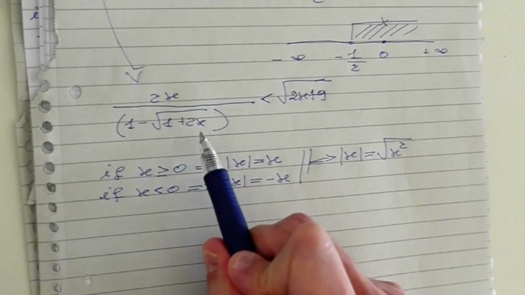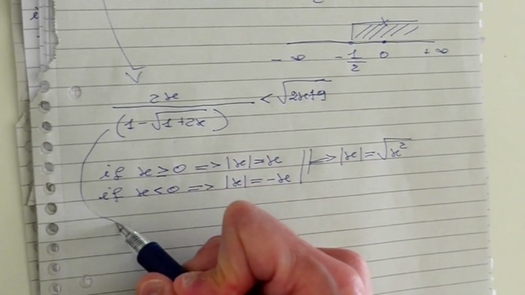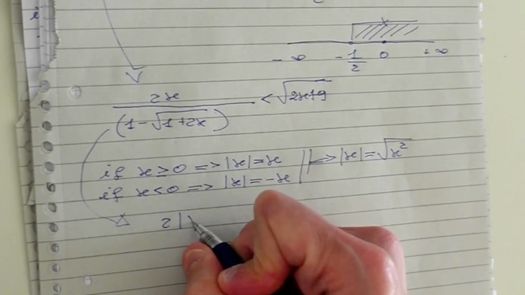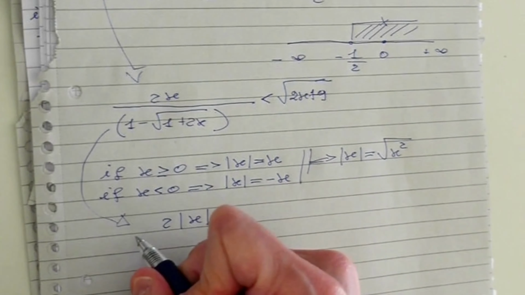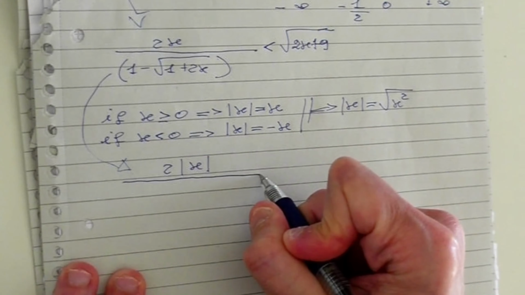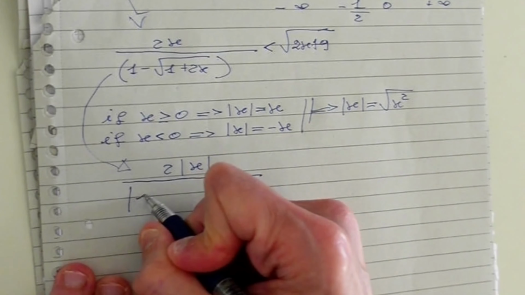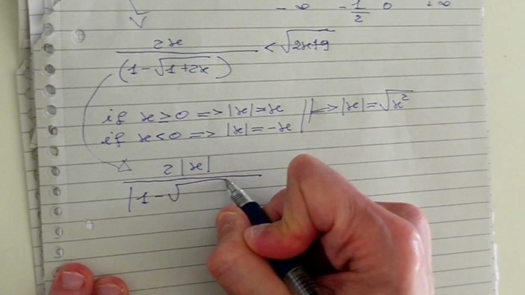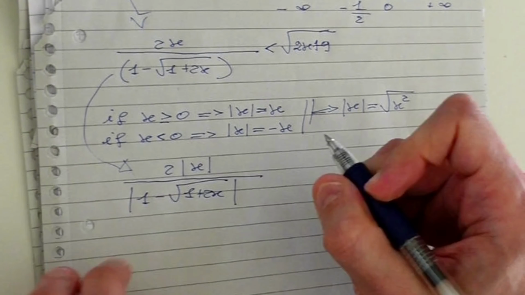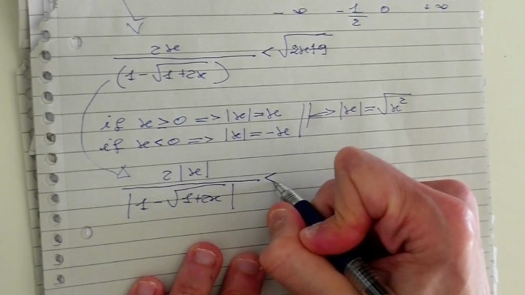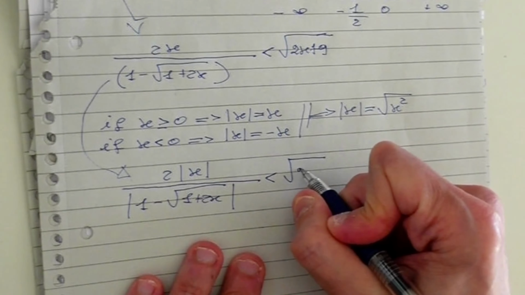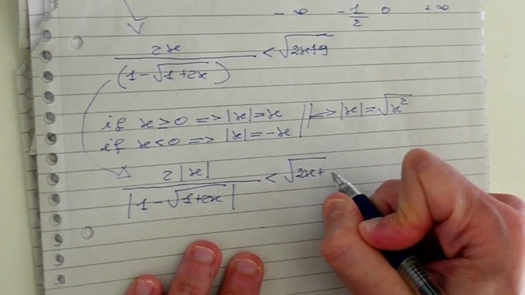Specifically, this is not the correct form. We will consider rather this: the modulus of x over the modulus of 1 minus square root of 1 plus 2x must be less than square root of 2x plus 9.